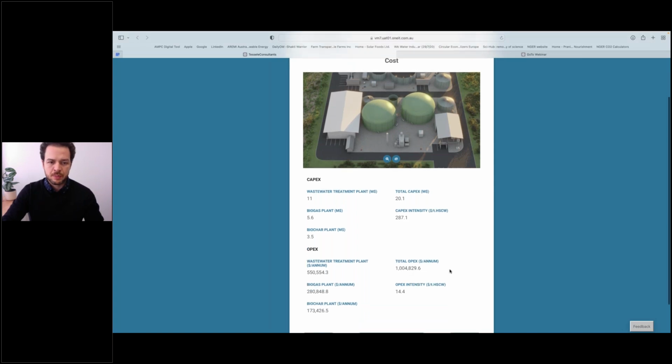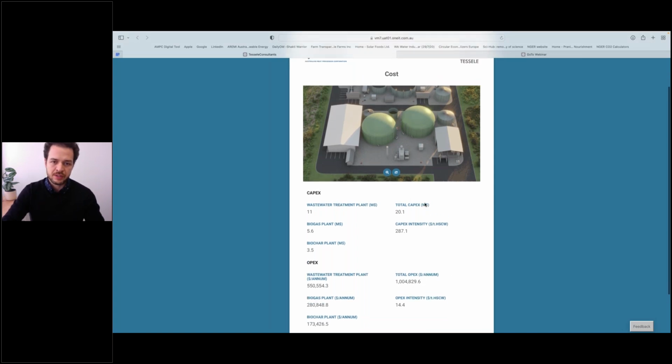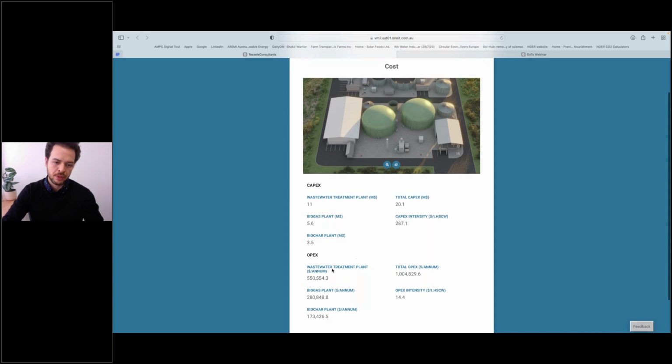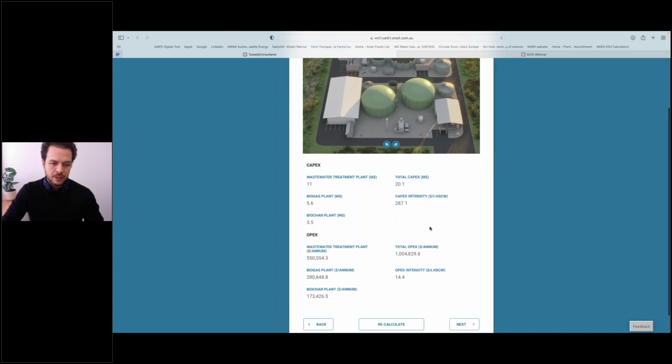The next page in the sequence presents the costs of the system implementation and operational ones as well. So there is the breakdown for the wastewater treatment plant costs, the biogas plant costs, and biochar plant costs, the total capex, and the capex intensity. Also, the operational costs breakdown and total is presented here.